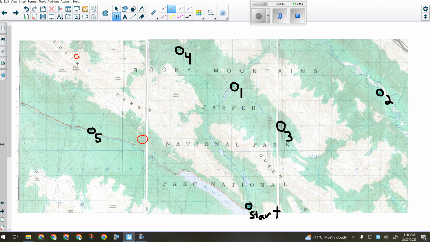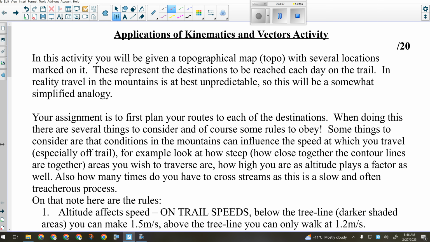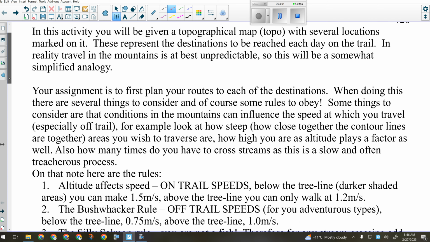So does everyone follow what the topographical map's going to be for? I'm going to come back to this and show you what I'll be looking for in just a minute. I made that picture way too high a resolution. It's going to slow everything way down. So your assignment is to plan your routes to each of the destinations.